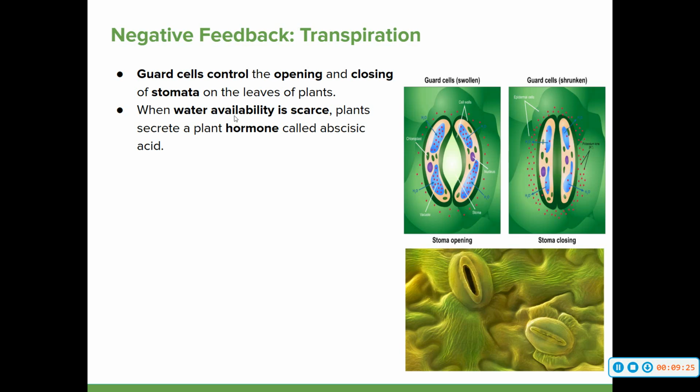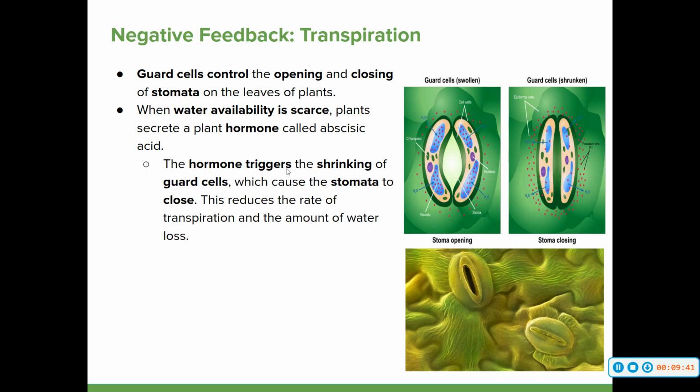So when the environment doesn't have a lot of water and the plant can't absorb as much water, it doesn't want to lose that water. It wants to keep that water within its body. So when it senses that, the plant will secrete a hormone, a chemical messenger, that will trigger the shrinking of these guard cells so that the stomata are closed. So in this case, water won't leave the body of the plant.